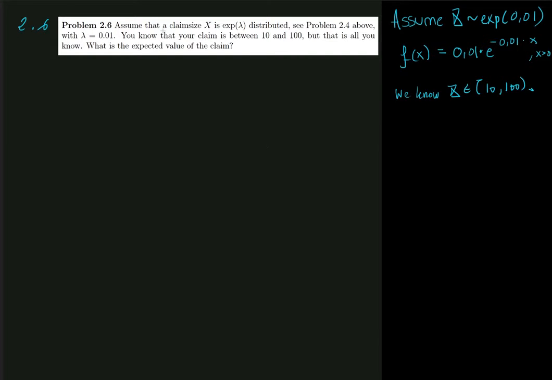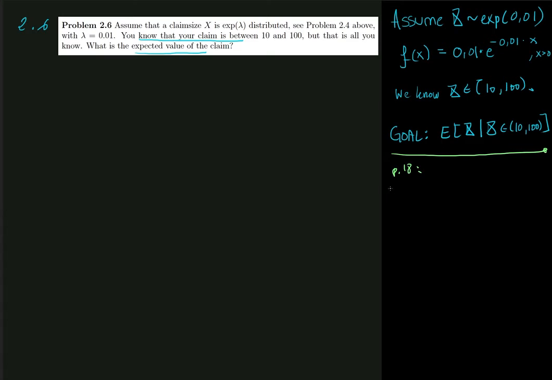Now, whenever you get one of these questions that tell you you know something about something, and then ask you for an expected value, then what you have to think right away is conditional expectation. So our goal is, we want to find the expected value of x, given what we know, which is given that x lies between 10 and 100. And for that, we can use the definition of conditional expectation that we have from page 18 in the book.